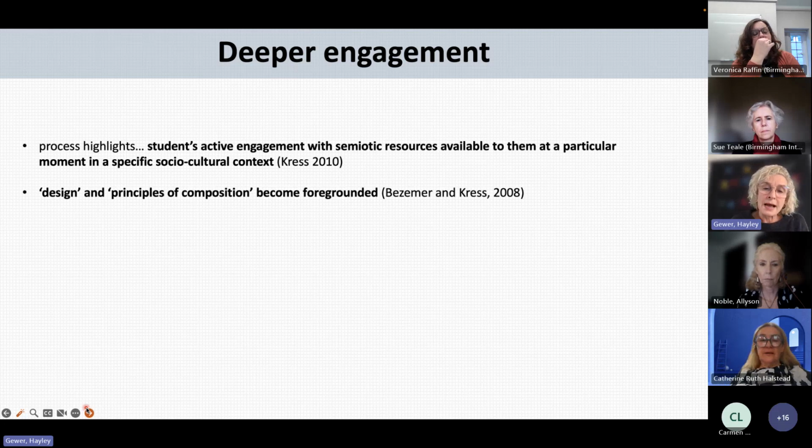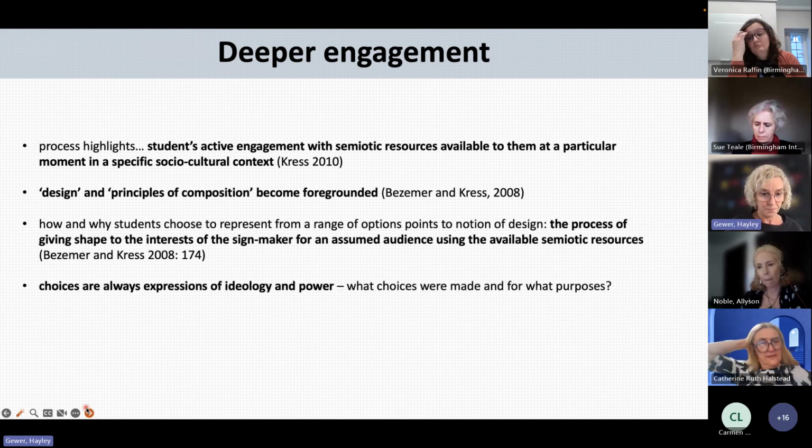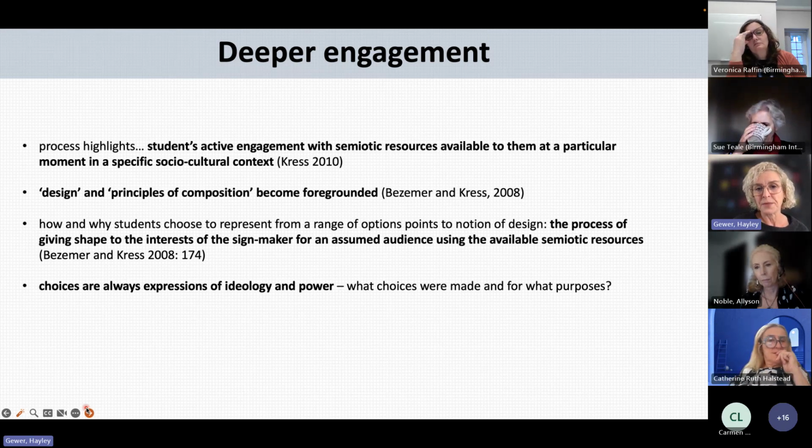But it also really foregrounds the principles of design and composition in these portfolios. And Bezemer and Kress talk about design as the process of giving shape to the interest of the sign maker for an assumed audience using the available semiotic resources, and that these choices are always expressions of ideology and power.